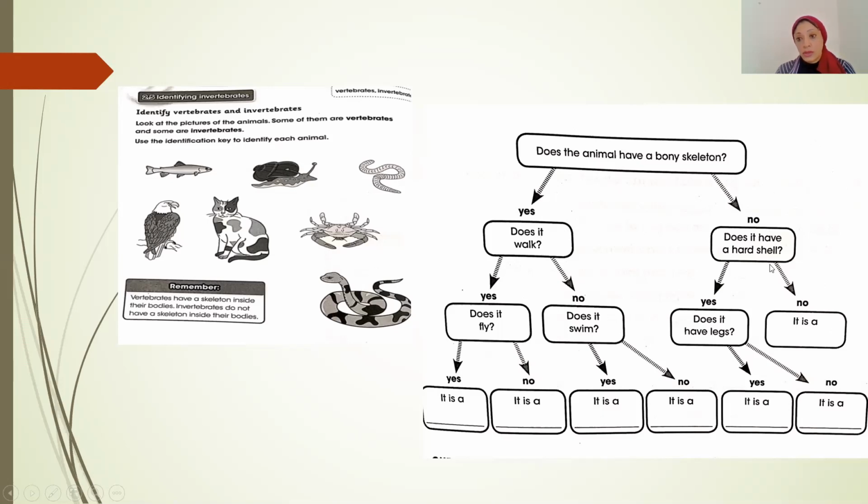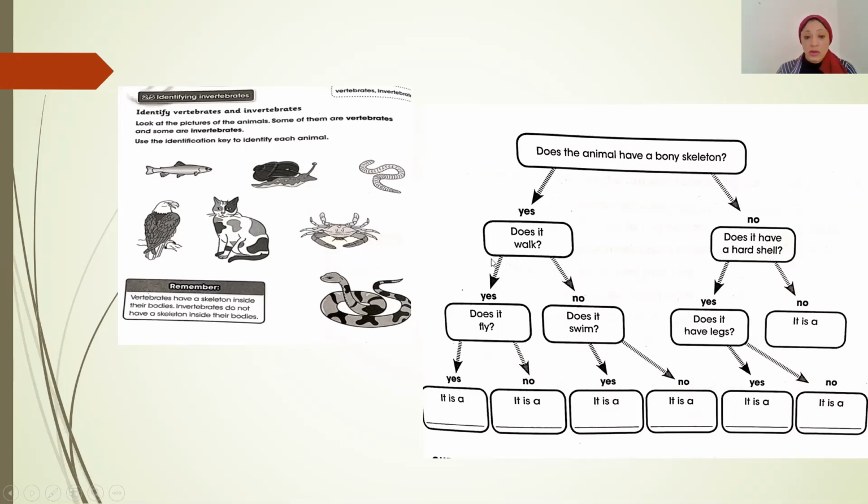Does it have a hard shell? Which one has a hard shell from outside? You have two here, snail and crab. If yes, does it have legs? Only the crab has legs. So if yes, it is the crab. If no, it will be the snail. If the answer is that it doesn't have any hard shell, it will be the worm.